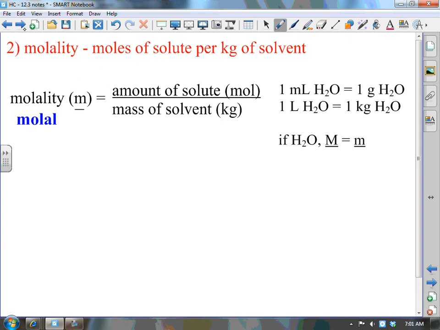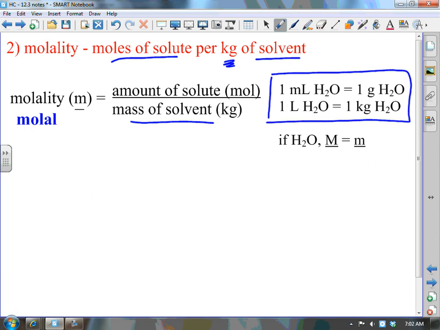Next type of calculation is what's called molality. It's not used as much. It's the moles of chemical, that part's the same, but now it's kilograms of solvent instead of volume of solution. So molality, little m, molal, is amount of solute divided by mass of solvent. Now, if we're using water, a milliliter of water is approximately a gram. A liter of water is approximately a kilogram. So if the solvent is water, molality and molarity are essentially the same thing.